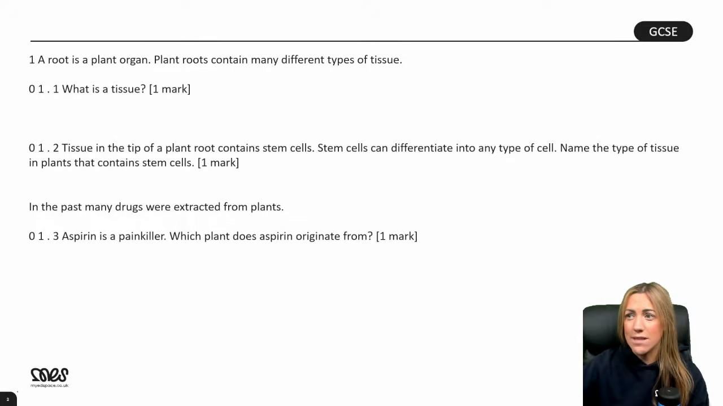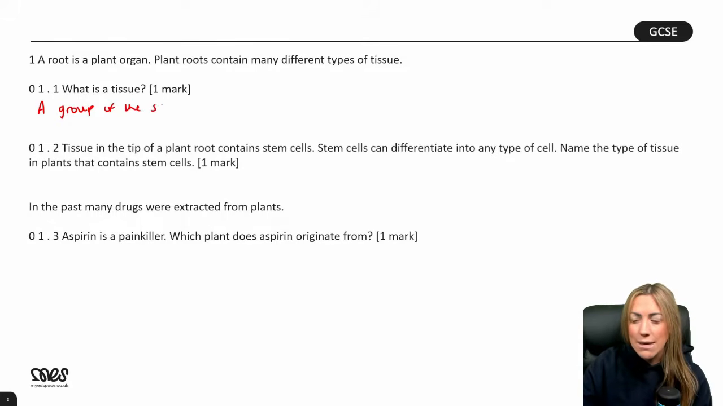We've got: a root is a plant organ. Plant roots contain many different types of tissue. What is a tissue? All they're looking for here is the definition of a tissue. So we can say a tissue is a group of the same or similar cells. And we can leave it there because it's only one mark.